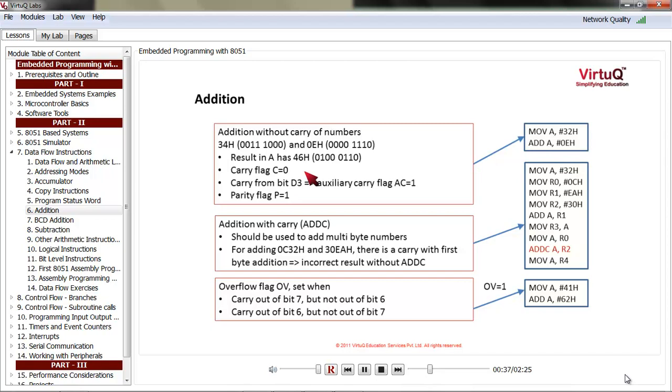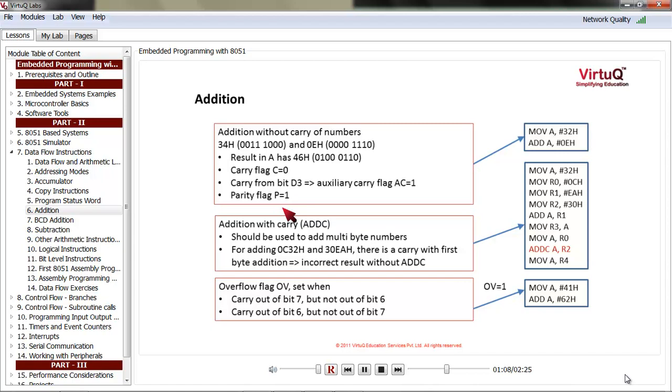In this case, carry flag is 0. This is because there is no carry from bit 7. But there was a carry from bit 3. So in that case, auxiliary carry flag will be set. And further, there are three ones in the result, so the parity flag will be 1. The parity flag is 1 because it's even parity. You just add 1 to all the ones in the accumulator and the number becomes even. So it's even parity.